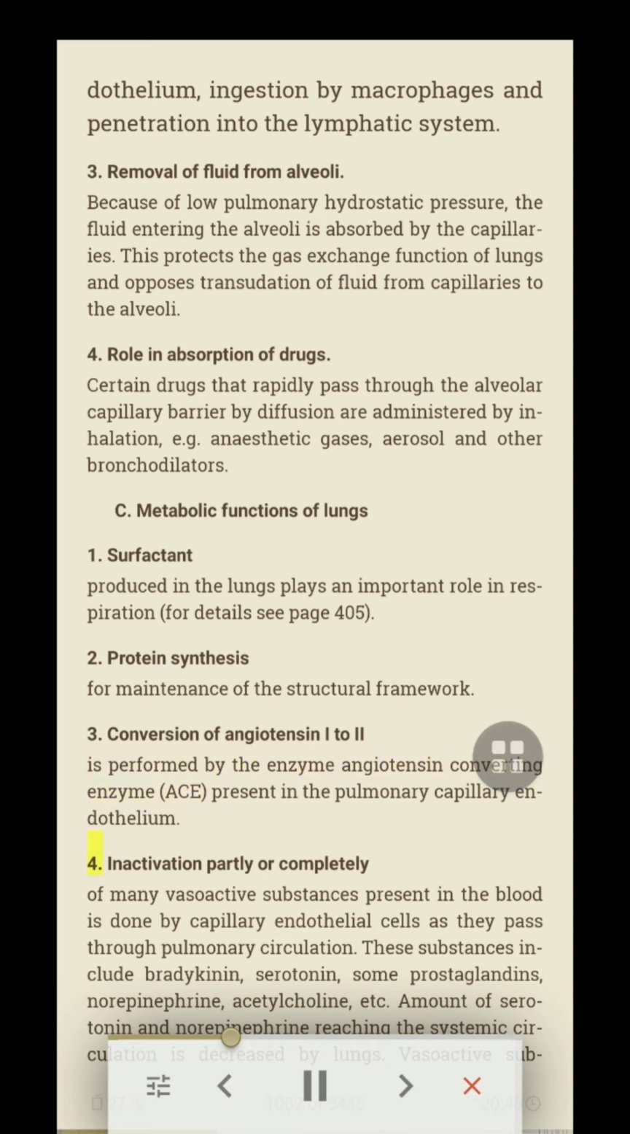4. Inactivation, partly or completely, of many vasoactive substances present in the blood is done by capillary endothelial cells as they pass through pulmonary circulation. These substances include bradykinin, serotonin, some prostaglandins, norepinephrine, acetylcholine, etc. The amount of serotonin and norepinephrine reaching the systemic circulation is decreased by lungs. Vasoactive substances that pass through the lungs without being metabolized include epinephrine, dopamine, oxytocin, vasopressin and angiotensin I. 5.